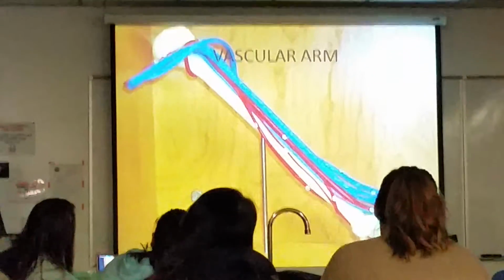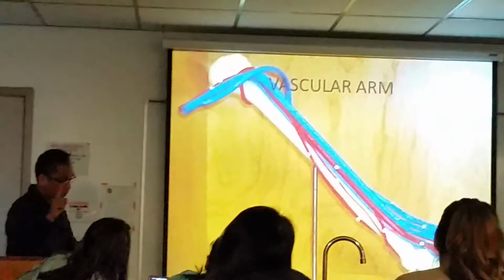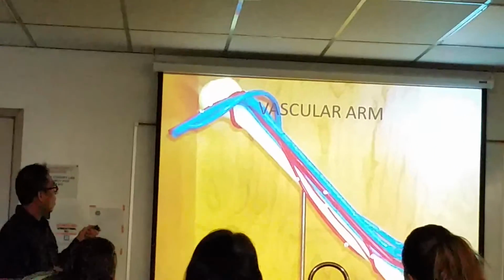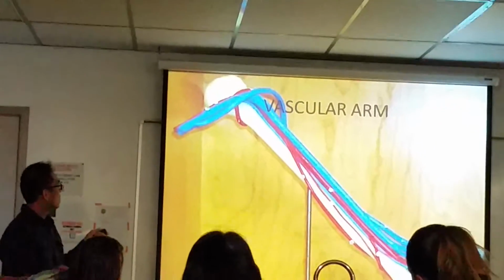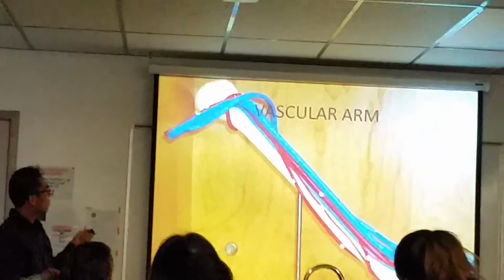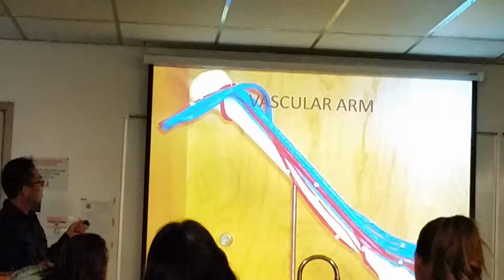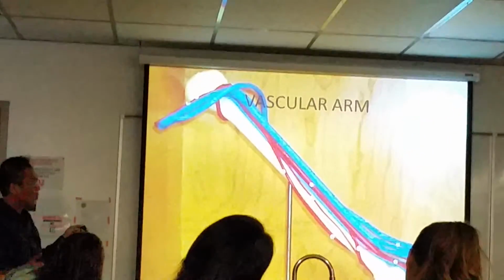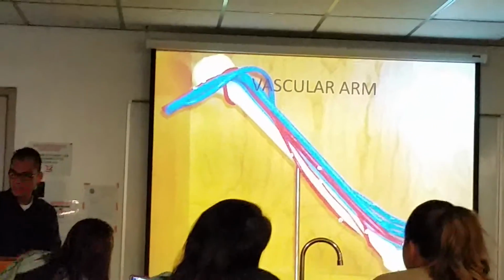Okay. You also see, hard to see, but look for the loop around the surgical neck. 2 arteries, this one and this one. Is this one anterior or posterior? Yes, so it's the anterior circumflex humeral, so what is that one? Posterior circumflex humeral. That's all I see there. Let's move on.